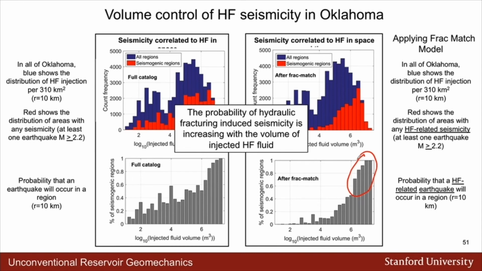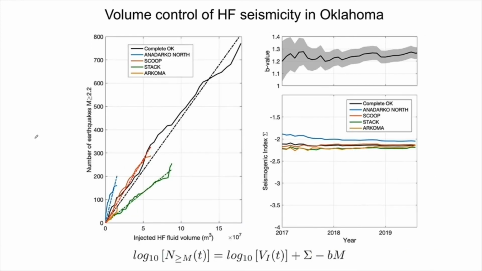Now, there are other parameters that we need to look at. How long is it taking to inject this fluid, for example, and so on. But right now, the analysis has always only been done on total injected volume. Now, rather than look at Oklahoma as a whole, which is the black line relating the number of earthquakes to the injected fluid volume on this plot, we can break these four areas out separately, and the slope of this line is in fact the seismogenic index, the number of earthquakes per fluid volume.